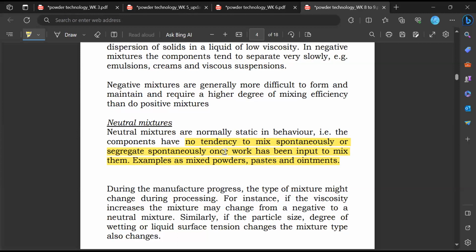Sorry, not segregate. There's no tendency to mix properly, or once it has been mixed, it will not segregate. This is an example of mixed powders, pastes, or ointments.